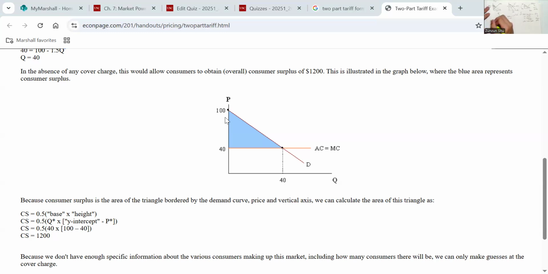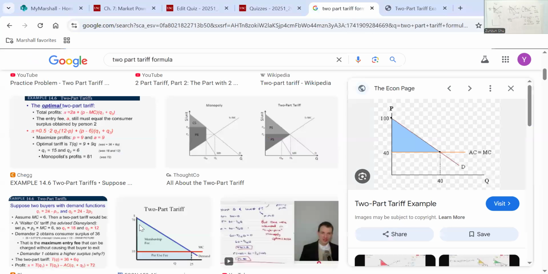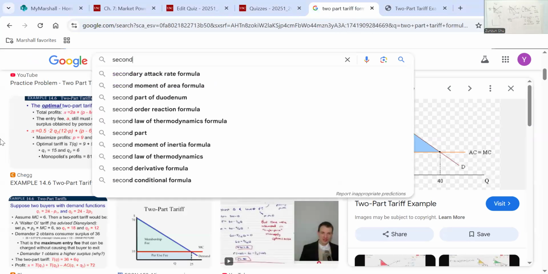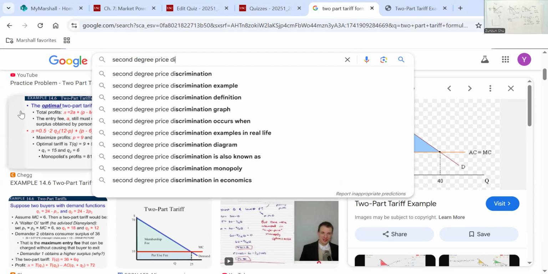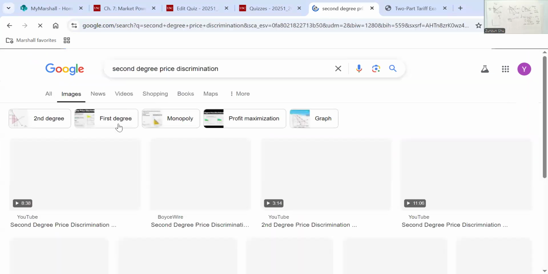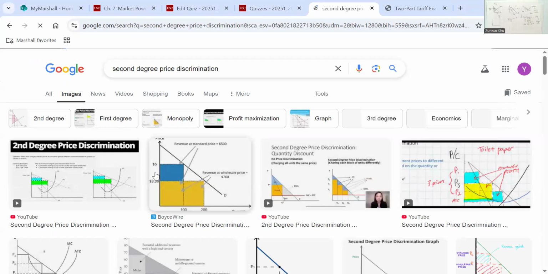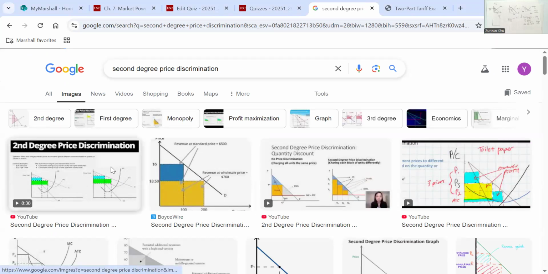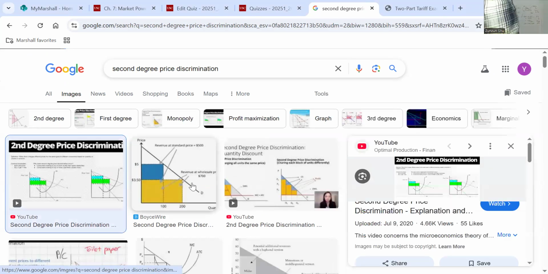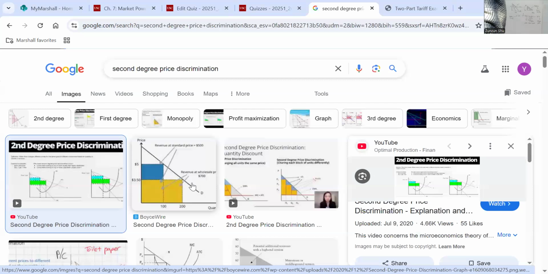The last thing I want to share with you guys is how the graph might look if it's in second or third degree. I don't even need to draw it because Google has better drawings than me. Let's just say second degree price discrimination. It's a fairly interesting graph, and it also shares a lot with third degree. So it will look something like this. I know you guys can't see it. Let's see if I can fix that first.